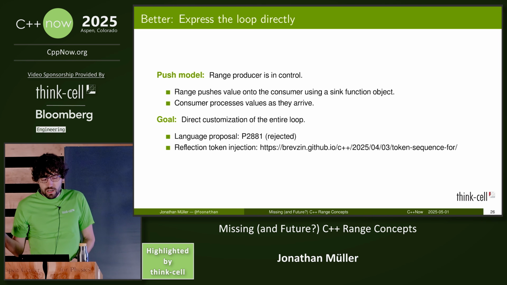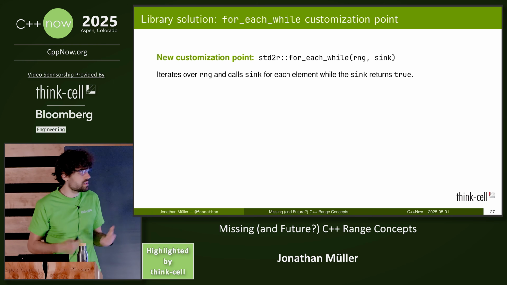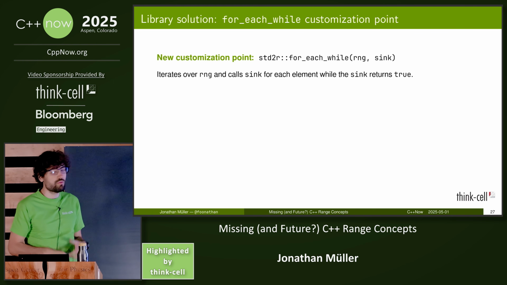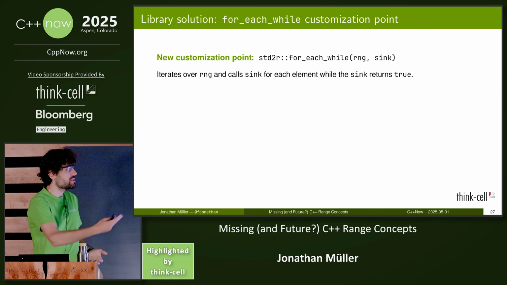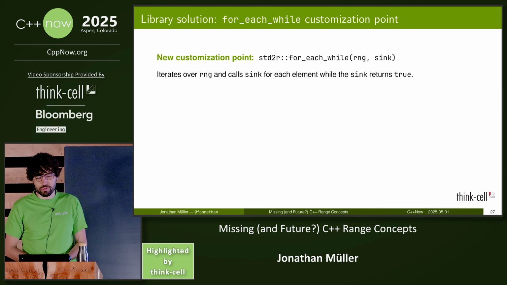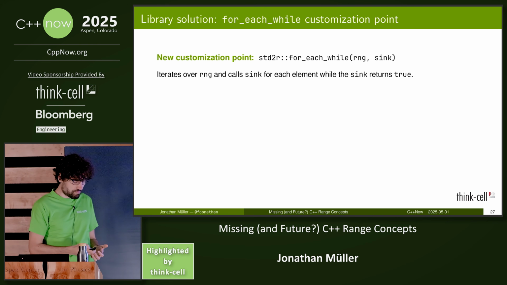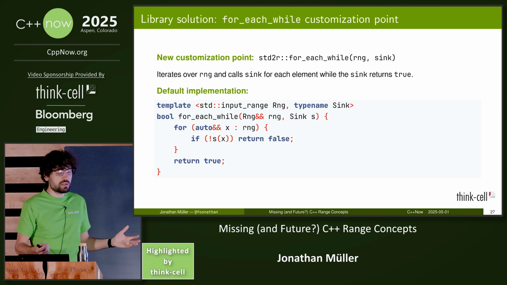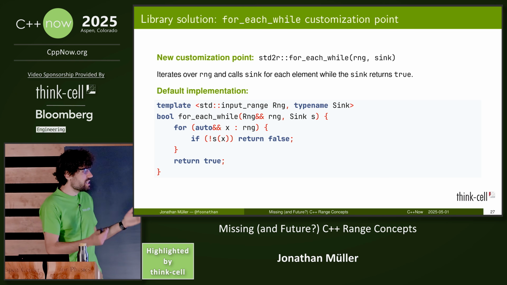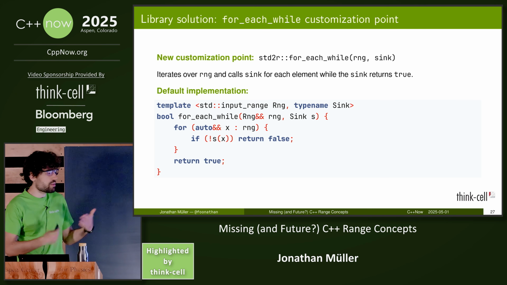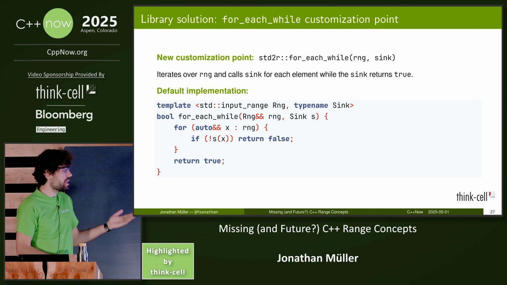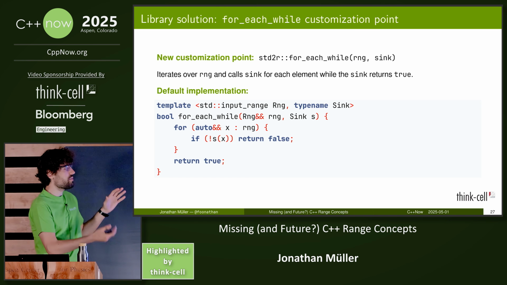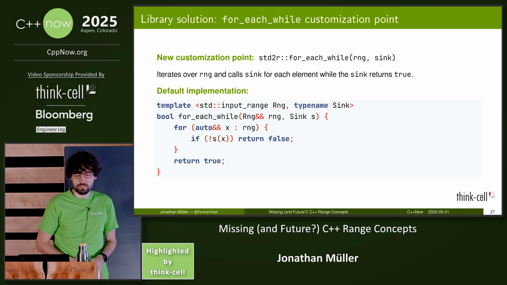What we did at ThinkCell, however, is a library solution. And this is simply adding a new customization point, for_each_while. For_each_while iterates over the range and calls the sink for each element while the sink returns true. Right? And this is a push model. The default implementation simply uses the range-based for loop. So by default, we iterate over the range using the range-based for loop and pass the value to the sink. If the sink returns false, we short circuit, otherwise we continue. Right? And this is enough to model a loop with a break.